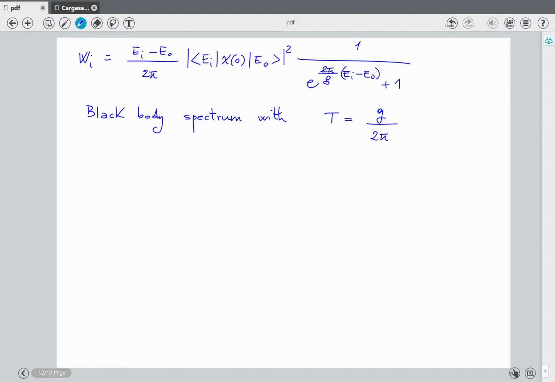To summarize, a uniformly accelerated detector detects particles in vacuum with a spectrum that coincides with a black body spectrum with a temperature equal to the acceleration divided by 2 pi. At the same time, a detector that is in motion with constant velocity does not detect anything. Okay, so this is the end of the first part of the course.